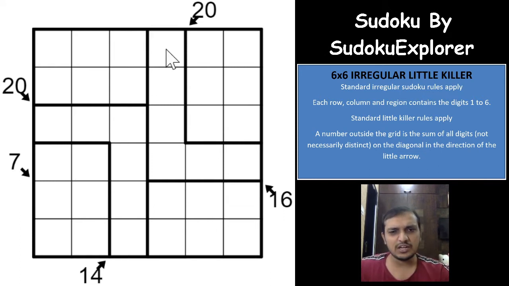I don't think we get anything from the normal basic techniques. So let us directly go to the global logic that is involved in this Sudoku. And for that, I'll mark all the cells that are directed by each of the 4 little killer clues, excluding the 7.